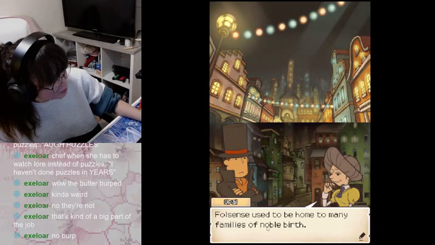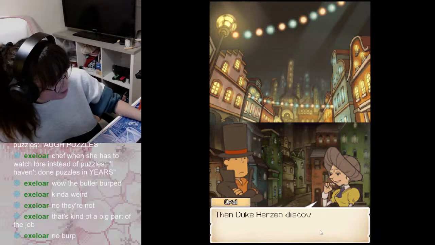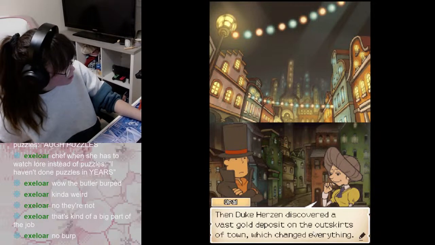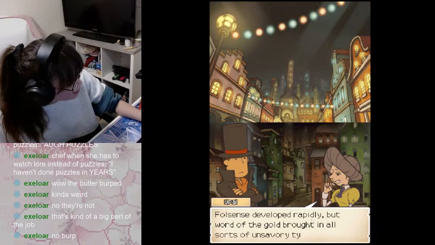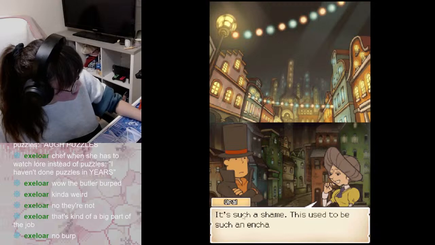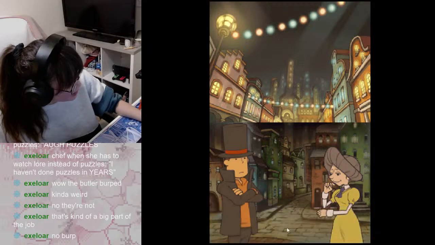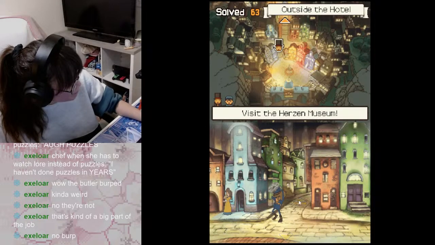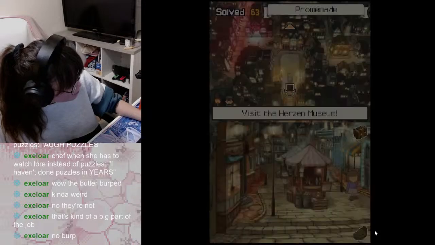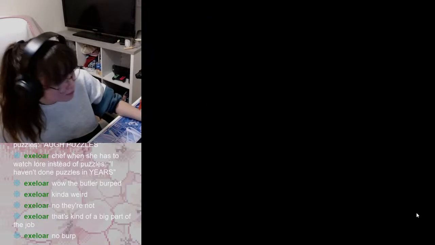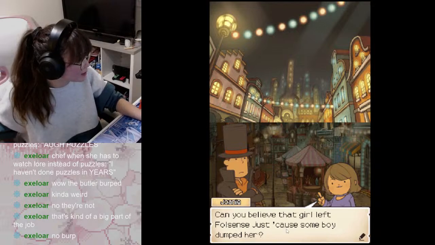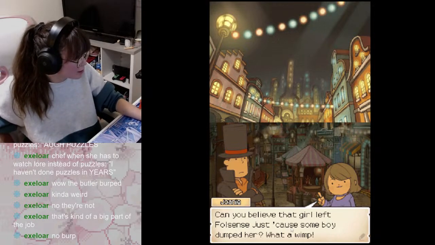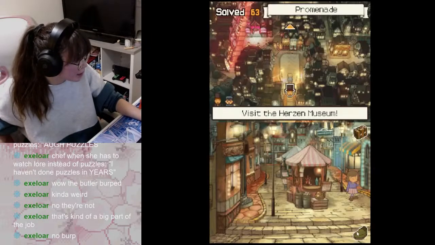Folsense used to be home to many families of noble birth. Then Duke Herzen discovered a vast gold deposit on the outskirts of town, which changed everything. Folsense developed rapidly, but the word of the gold brought in all sorts of unsavory types. It's such a shame. This used to be such an enchanting town. No puzzles, come on. Can you believe that girl left Folsense just because some boy dumped her? What a wimp.